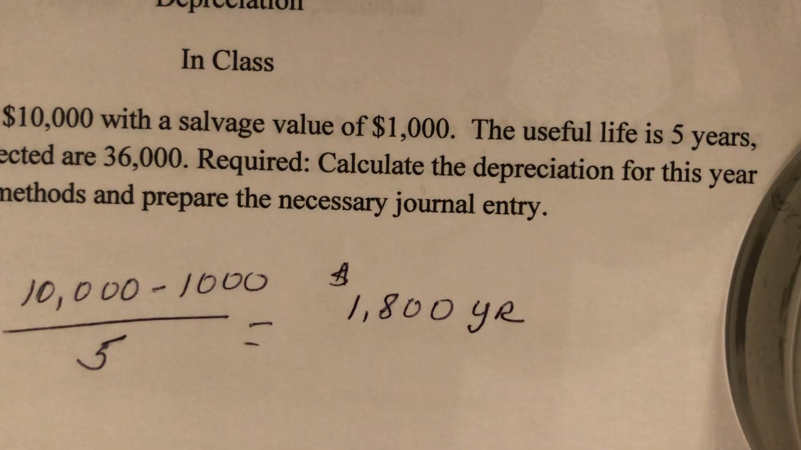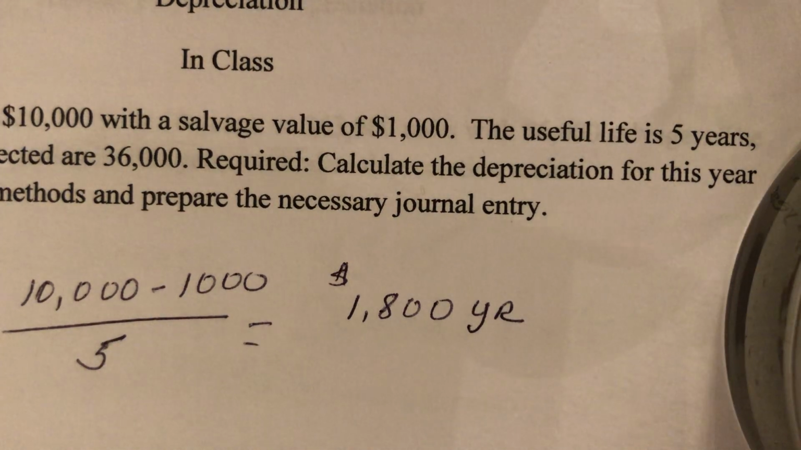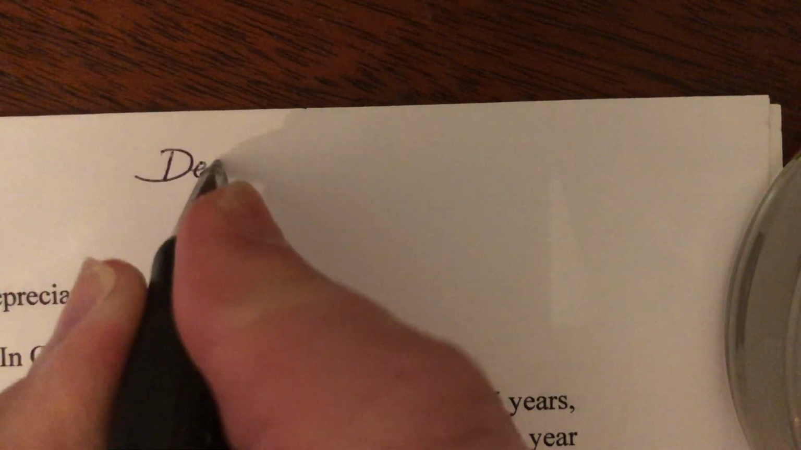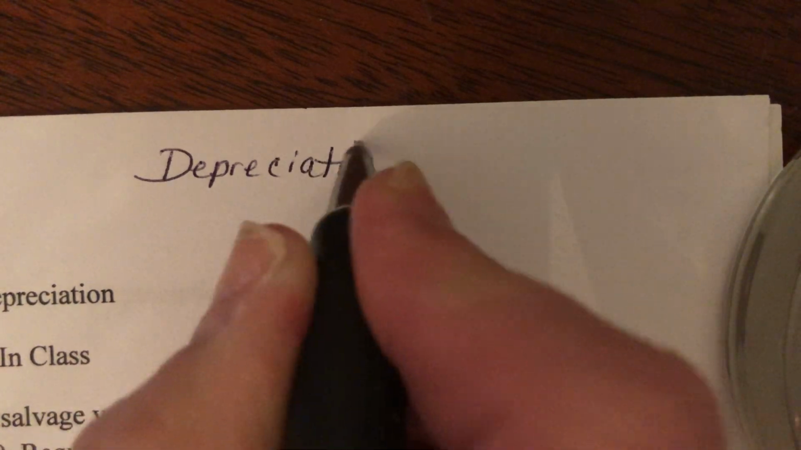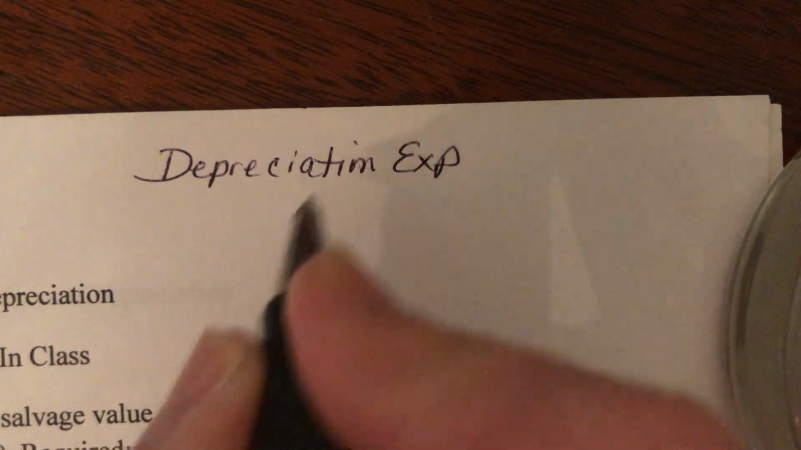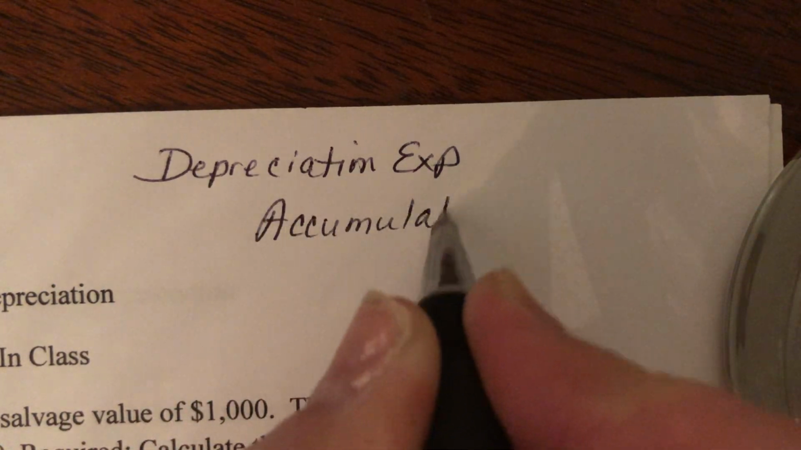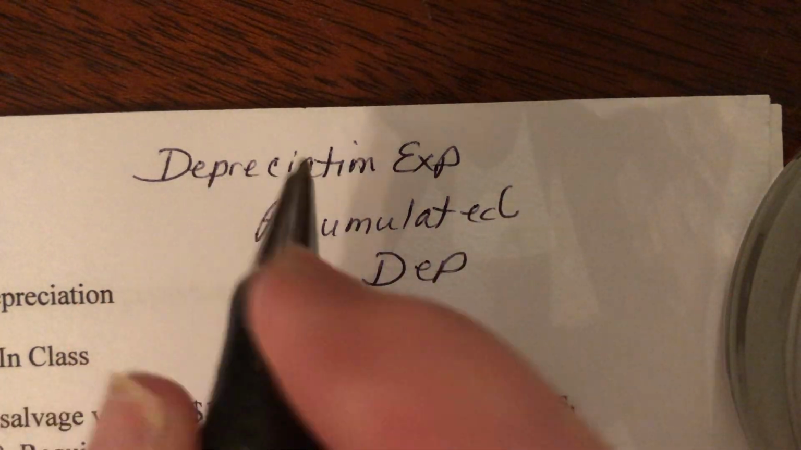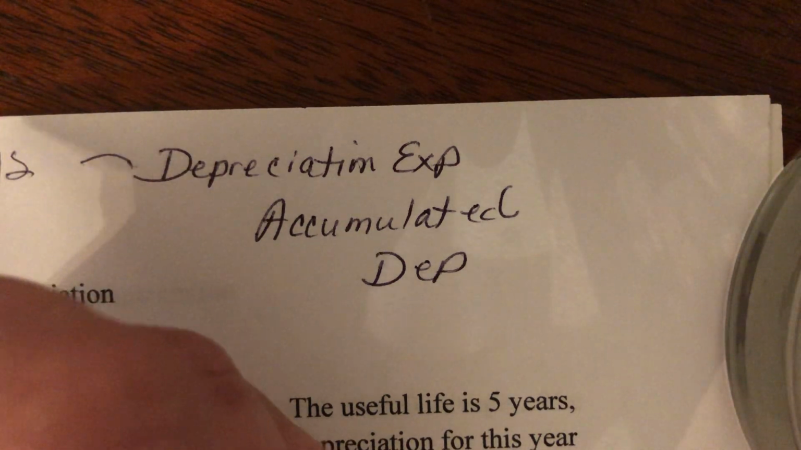Now, why are we talking about depreciation here? We want to make a journal entry. That's what we're getting this number for. So here's the journal entry that we want to make. I'm going to put it up here at the top. We want to debit depreciation expense, and we want to credit an account called accumulated depreciation. Now, depreciation expense goes on your income statement and reduces net income.